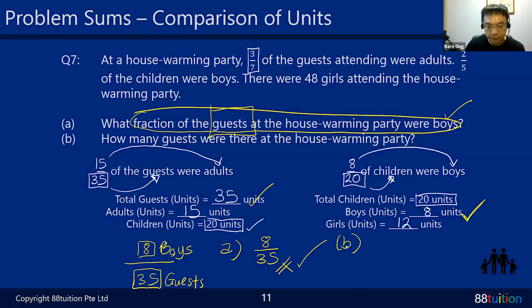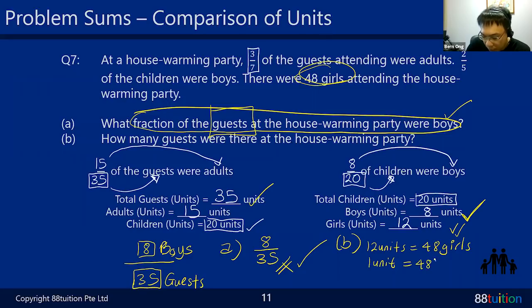For part B, what's the question? How many guests were there at the housewarming party? Look at the clue. There were 48 girls. Girls is what? 12. So you can say that 12 units represents what? 48 girls. Girls compare with girls. So 1 unit will be what? Oh, 12 times table, I know. 48 divided by 12 is 4. 4 people, or 4 guests.